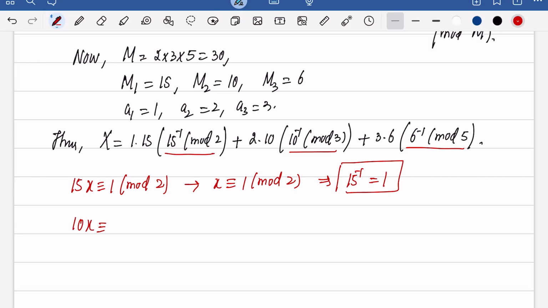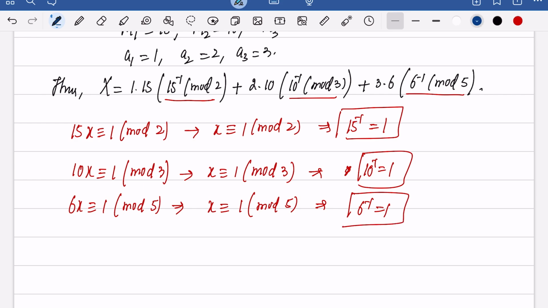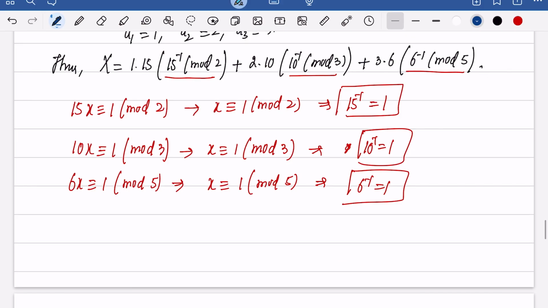And our second is 10 inverse. For 10 inverse we solve the congruence 10x congruent to 1 mod 3. Now dividing 10 by 3, we get the remainder 1, so x is congruent to 1 mod 3. So this implies 10 inverse is equal to 1. These congruences are easier to handle. Next we have 6x congruent to 1 mod 5. Again dividing 6 by 5, we get the remainder 1, so x is congruent to 1 modulo 5. So 6 inverse is also equal to 1. We will not get these so easily in every question, but here we got them easily.